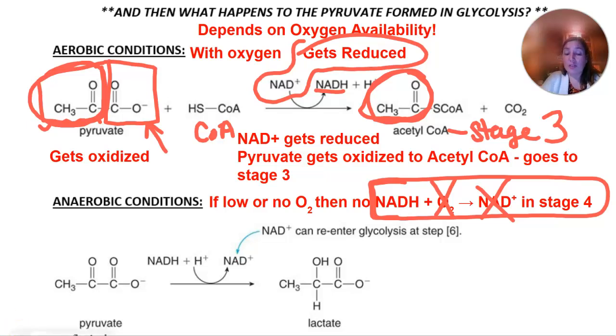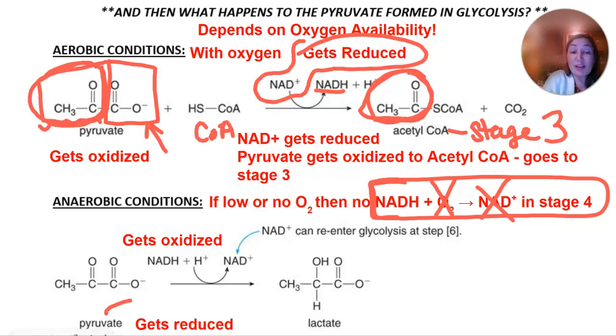So in a lack of oxygen, in an oxygen-deprived environment, say an athlete's really exerting themselves and not getting enough oxygen, they won't have that NAD plus. So what happens instead is NADH has to get oxidized to NAD plus. Well, how is that going to happen? Well, that's going to happen with pyruvate, but instead of pyruvate getting oxidized, pyruvate actually has to get reduced, right? So pyruvate needs to get reduced.